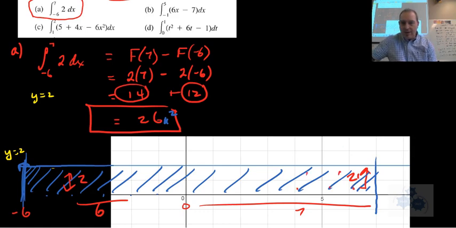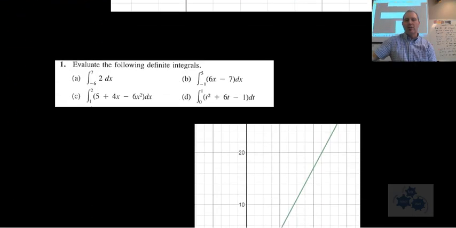1, 2, 3, 4, 5, 6, 7, 8, 9, 10, 11, 12, 13, 14, 15, 16, 17, 18, 19, 20, 1, 2, 3, 4, 5, 6. You could actually count them. So that's that one. Now I do want to show you another one here.